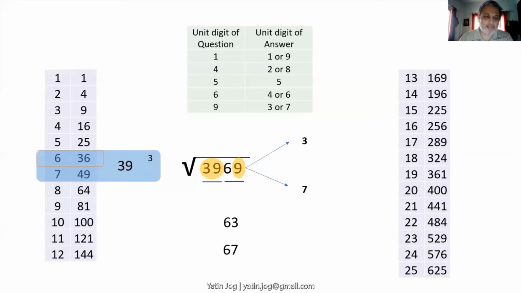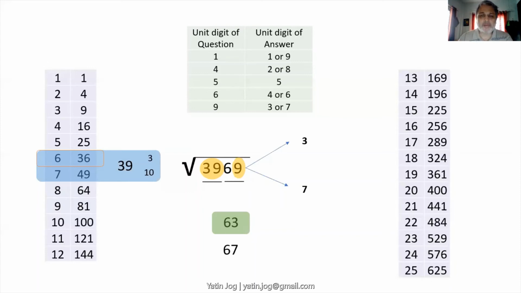And in that case, now we'll calculate the distance of 39 from the squares. From 36 it is at distance 3, and from 49 it is at distance 10. We always consider the minimum distance. The minimum distance is on the lower side, that is on the 6th side. So the answer has to be 63. And 63 is the square root of 3969.